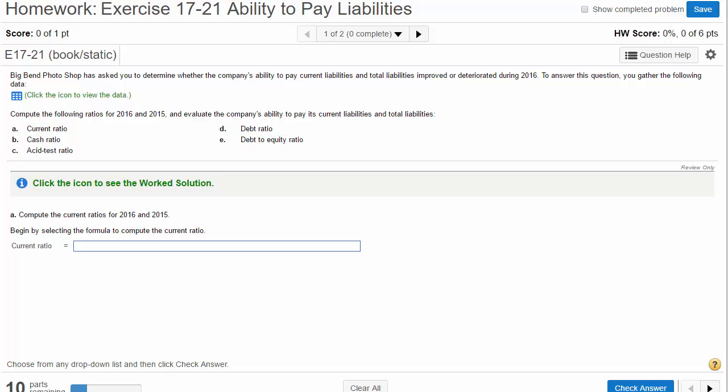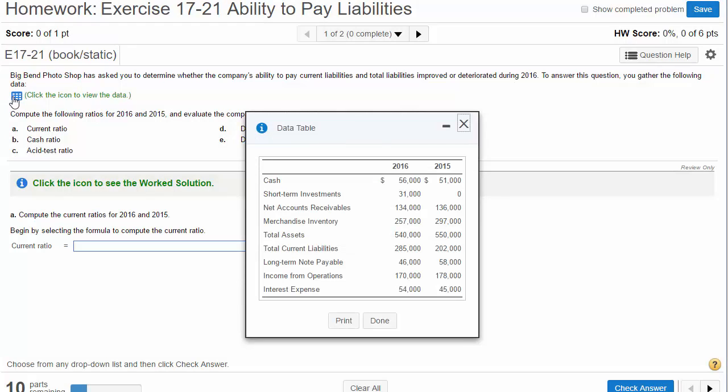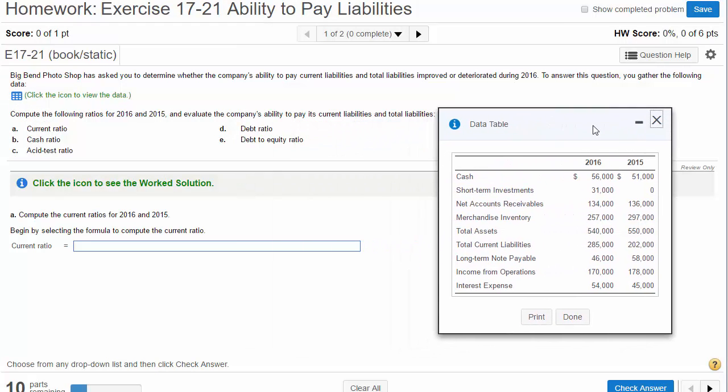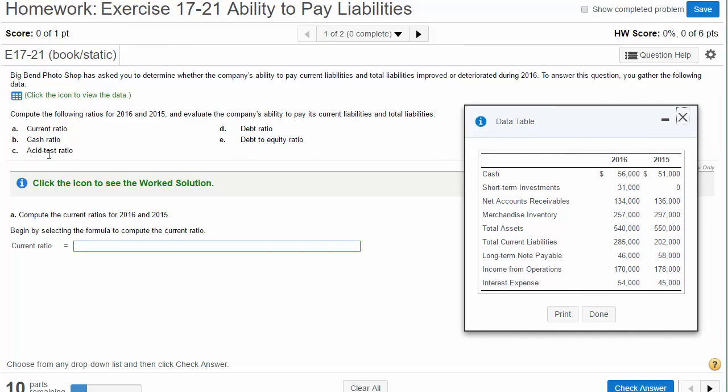Exercise 17-21, ability to pay liabilities. Big Ben Photoshop has asked you to determine whether the company's ability to pay current liabilities and total liabilities improved or deteriorated during 2016. To answer this question, you gather the following data. So here's our data, and then we're going to calculate these ratios.